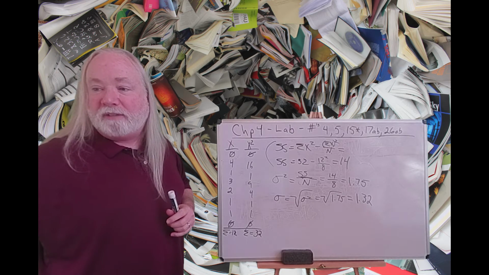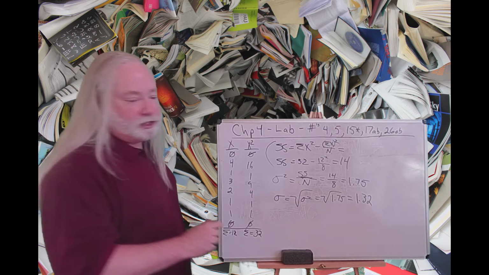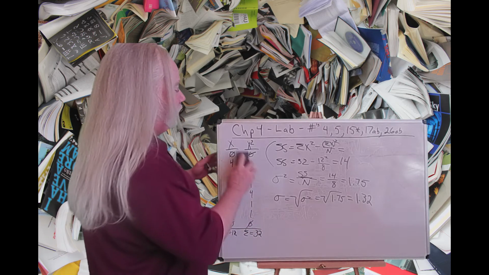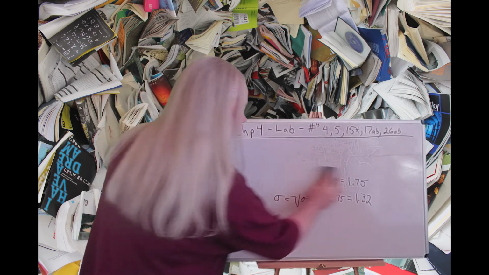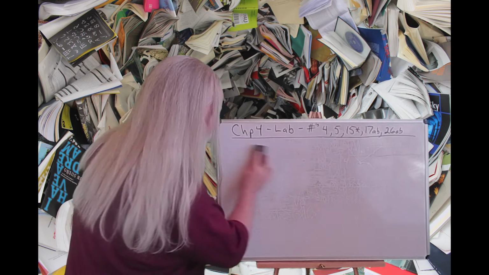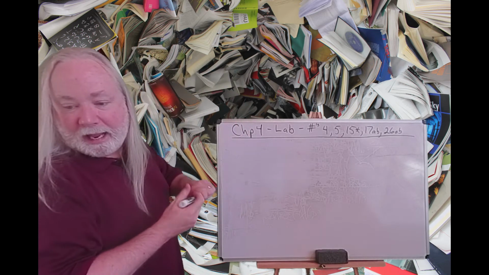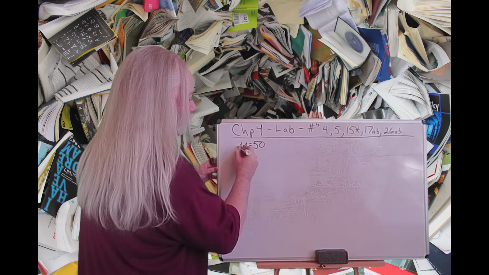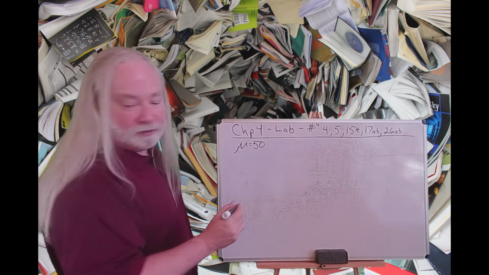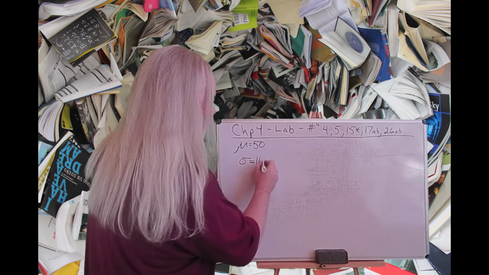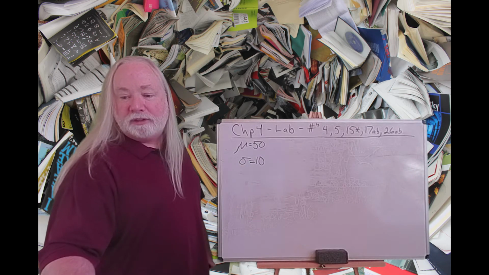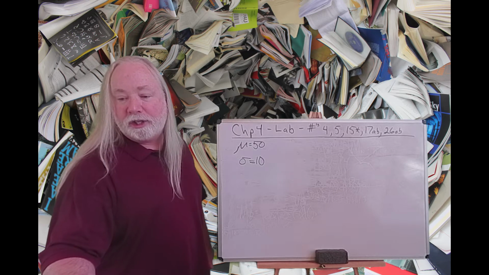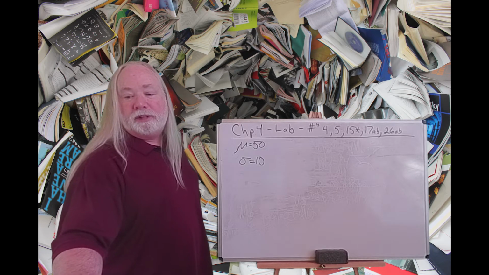Next up was question 17, and it said we have a population with a mean of 50 points and it has a standard deviation of 10. So we have a mean of 50 and we have a standard deviation of 10. And A says if 3 points are added to every score in the population, what would the new values for the mean and the standard deviation be?